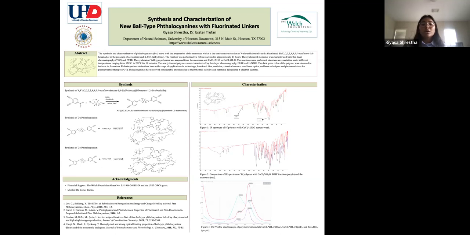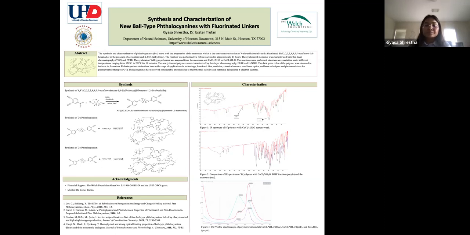Therefore, there's a lot of research interest in these compounds, and in the lab, there was a two-step process that I took to get the ball-type phthalocyanines. The first one was to make the monomer, and the second one was to use the monomer and a type of metal to make the polymer, which is the ball-type phthalocyanine. As you can see under synthesis, the first reaction is making the monomer. The second reaction is using the monomer and copper chloride to make the ball-type phthalocyanine. And the third reaction is using the monomer and a different metal, which is cobalt chloride, to make the ball-type phthalocyanine. These were done in a microwave reactor, and the color that I got was very dark green.